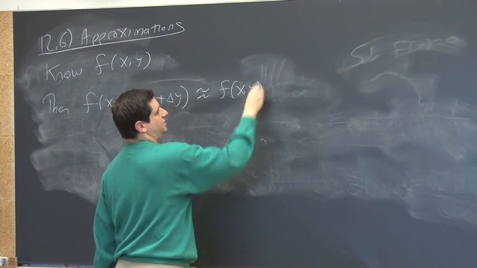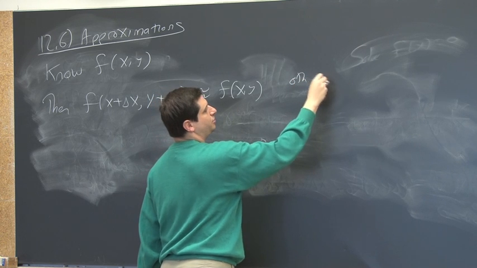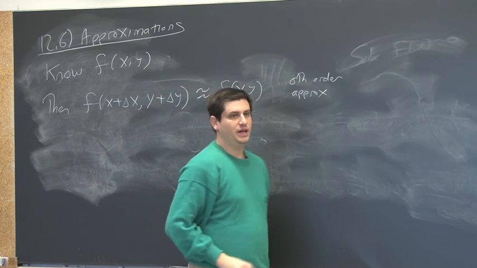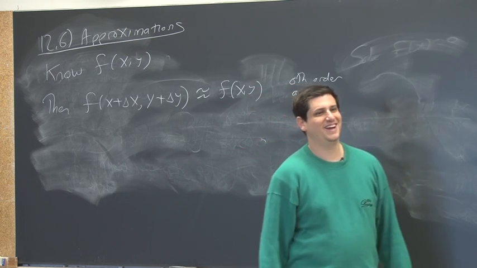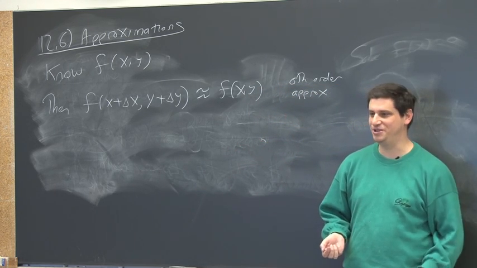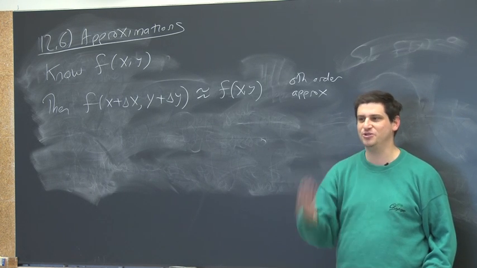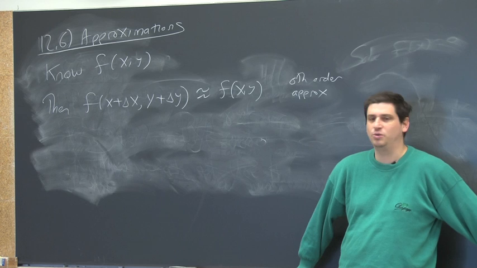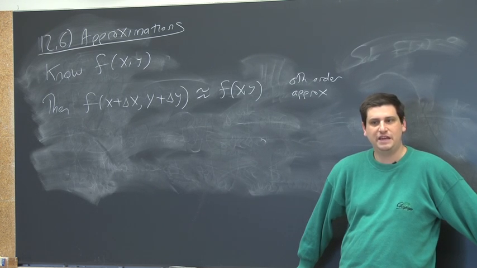Perfect. And this is called a zeroth order approximation. If I give you no additional information, you don't know if the function's increasing or decreasing as you change x. You don't know if it's increasing or decreasing as you change y. Your best guess is to just say, yeah, it's f of x, y. If you could get more information, what information would you love to have?